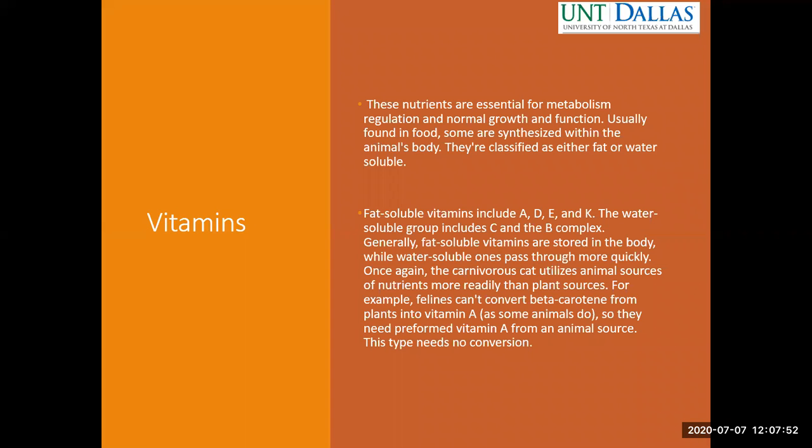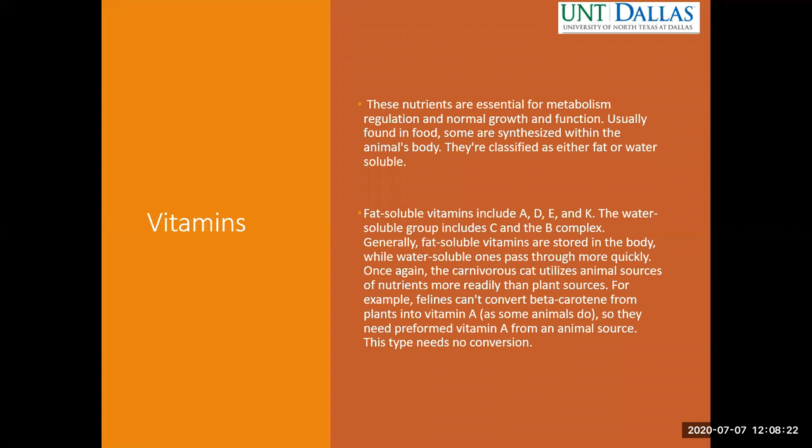Talking about the vitamins, they are usually found in food. Some are synthesized within the animal's body. They are classified as either fat or water soluble vitamins. Fat soluble vitamins include vitamins A, D, E, and K. The water soluble group includes vitamin C and B complex. Generally, the fat soluble vitamins are stored in the body, while the water soluble ones pass through more quickly.